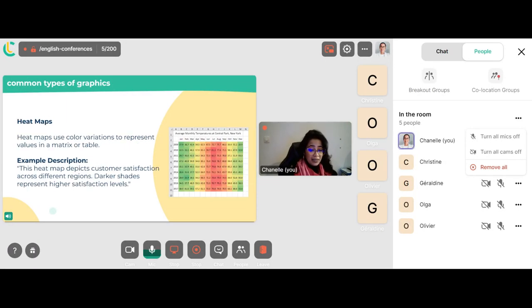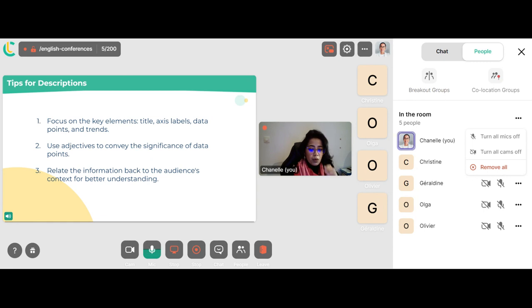And heat maps. Heat maps use color variations to represent values in a matrix or a table, as you can see on the right-hand side. This heat map depicts customer satisfaction across different regions. The darker shades represent higher satisfaction levels, and the lighter may be less satisfaction. So when we are giving these descriptions, it's important to remember that you need to choose the chart that works for you and that works for the data that you are trying to display.